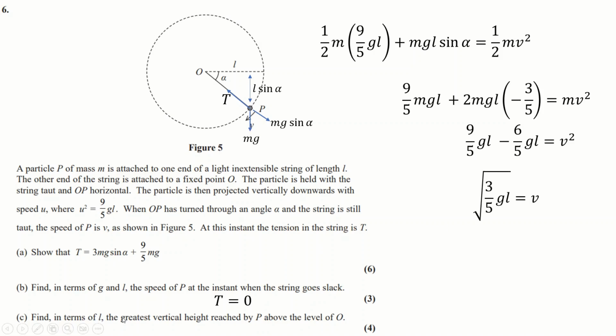Now find, in terms of L, the greatest vertical height reached. Now what's going to happen is this is going to go round, and at some point the string is going to go slack. So we need to know the height at which the string goes slack, so it's going to come around here probably, and then it's going to go slack, and fall off the circle like this, and kind of go towards the center.